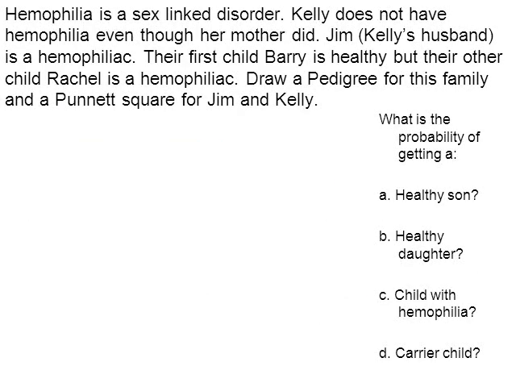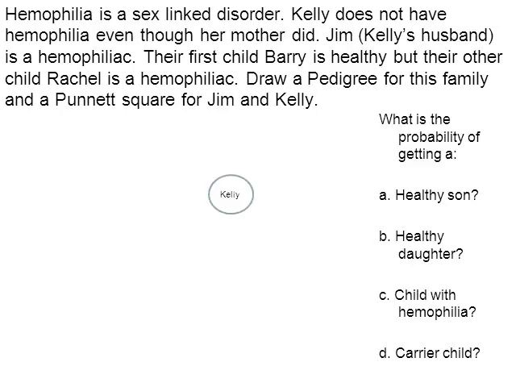Okay, here's a harder story problem. This one's harder because I'm going to ask you to draw a pedigree and also do a Punnett Square. It says hemophilia is a sex-linked disorder. Kelly does not have hemophilia even though her mother did. Jim, who's Kelly's husband, is a hemophiliac. Their first child, Barry, is healthy, but their other child, Rachel, is a hemophiliac. Draw a pedigree for this family and a Punnett Square for Jim and Kelly. If you're doing this at home, pause the video. I'm going to start going over this in 3, 2, 1.